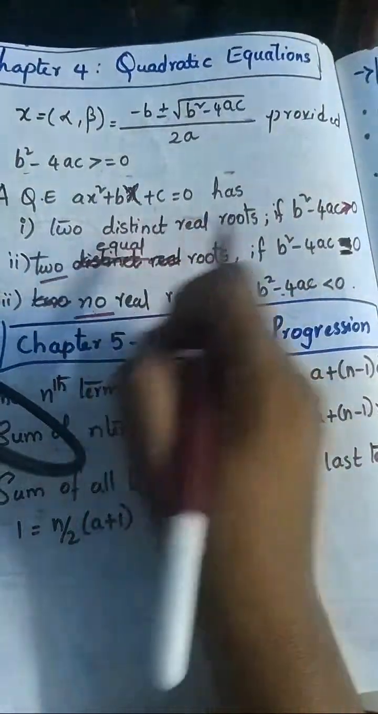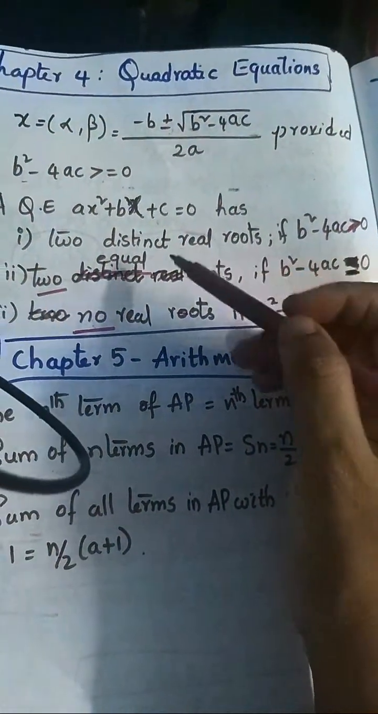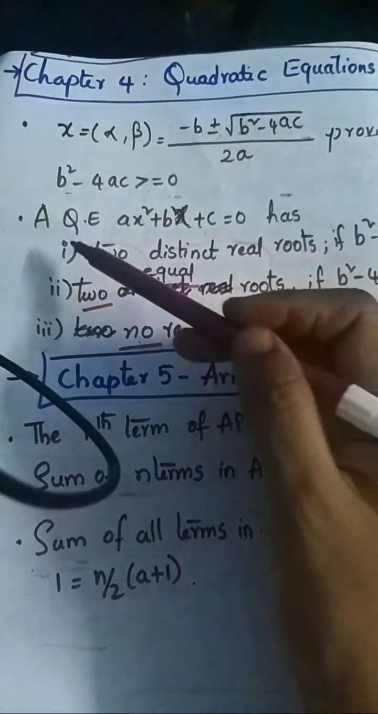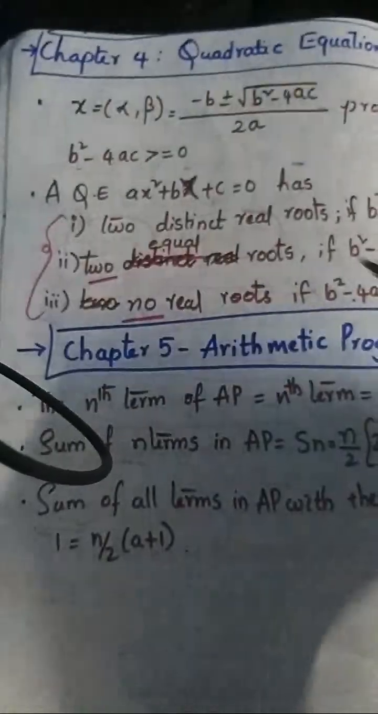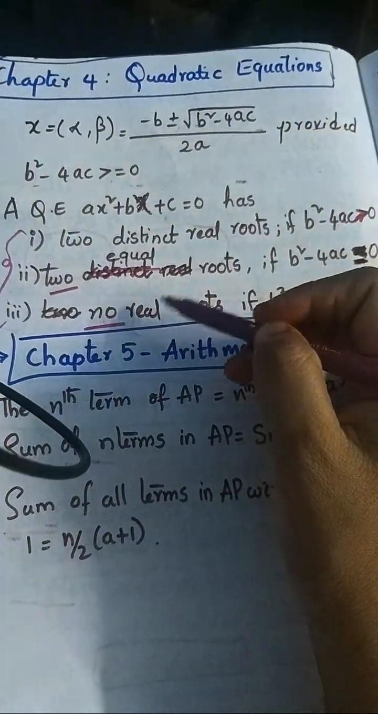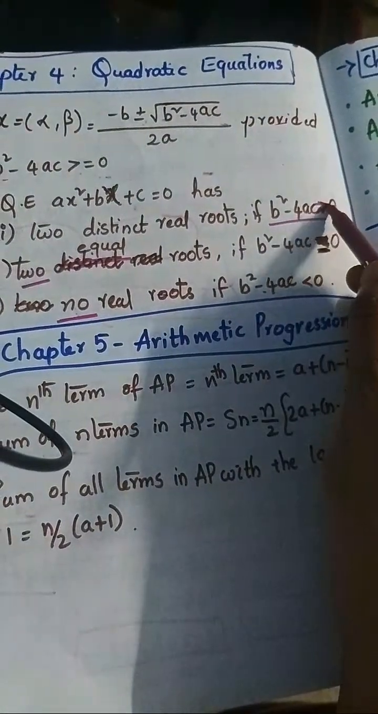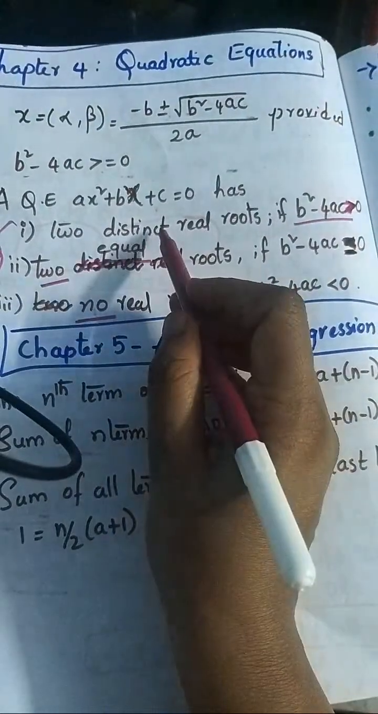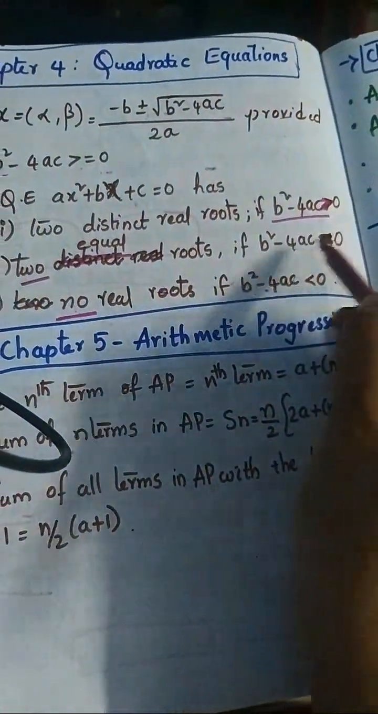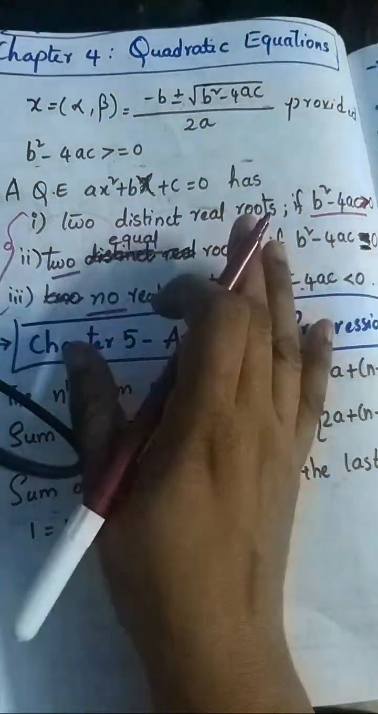Okay, this is also asked in many questions, many exams. So we have to remember these 3 points, children. This is also asked in MCQs. So remember this: when b square minus 4ac is greater than 0, what will we say? Two distinct real roots. Equal to 0, two equal roots, and less than 0, we get no real roots.